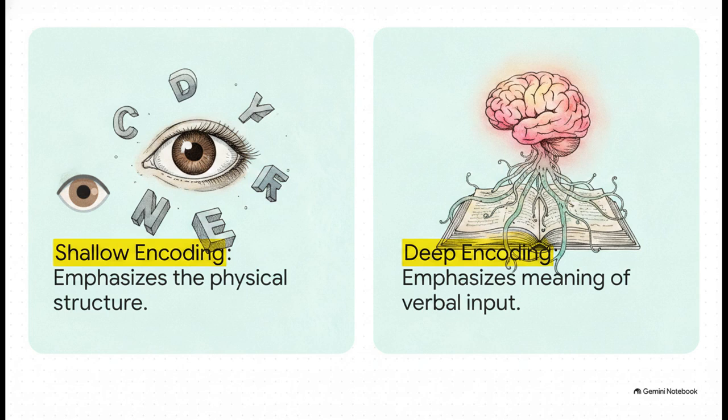Point 1. Shallow, structural encoding. This emphasizes just the physical structure. For example, asking a student, is this word written in capital letters? That's incredibly shallow. Point 2. Deep, semantic encoding. This emphasizes the actual real-world meaning of the input. For example, asking, would this word fit correctly into this blank sentence? You can instantly see why focusing on meaning is infinitely better for a student's memory than just looking at the physical spelling of a word.